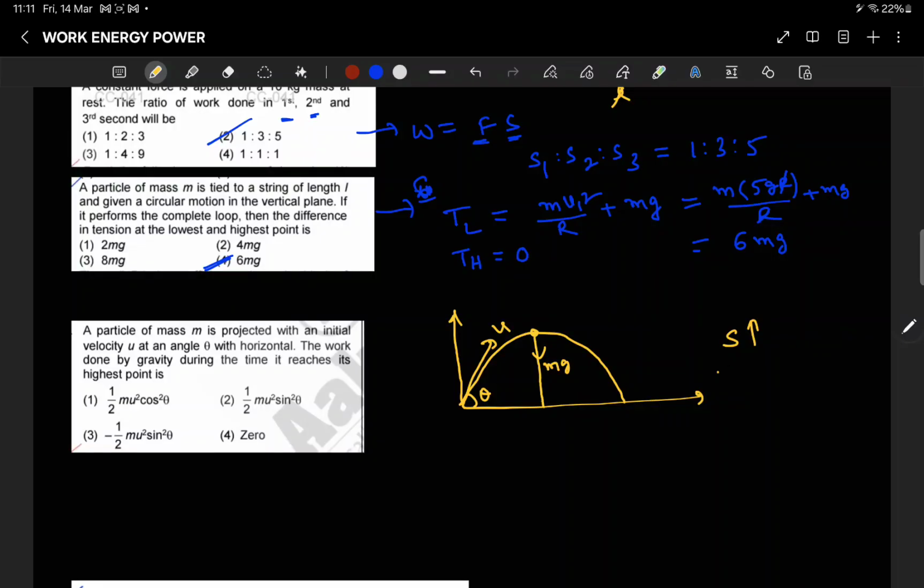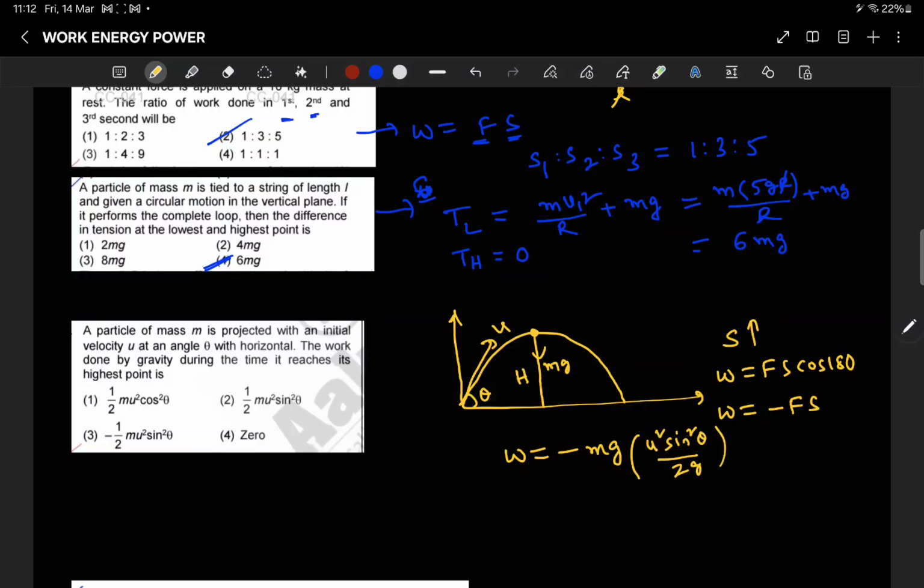I think you know very well. Work done W equals F S cos 180. Cos 180 value is minus 1. Work done W equals minus F into S, that is, minus mg S. What is S? At this point S means the maximum height only, students. In projectile motion, what is the expression for maximum height? You know very well: u square sin square theta by 2g. This is the maximum height formula.